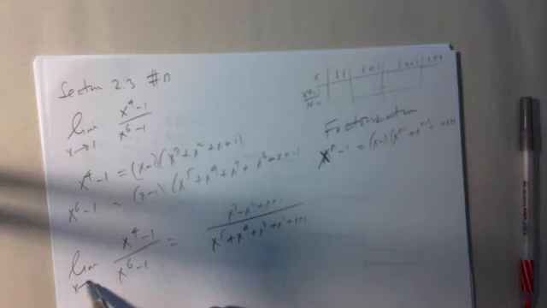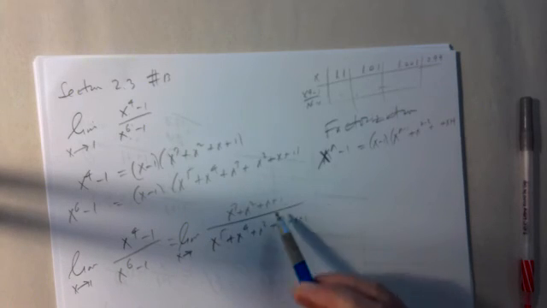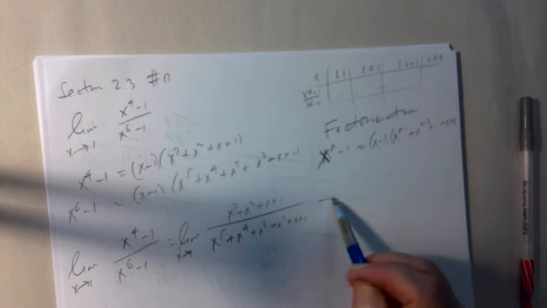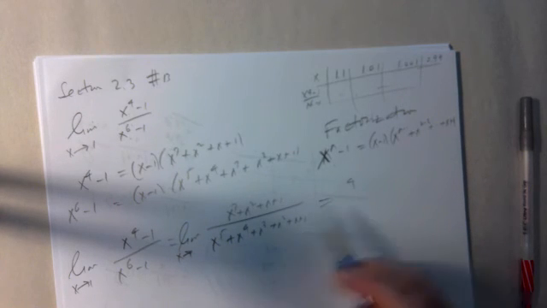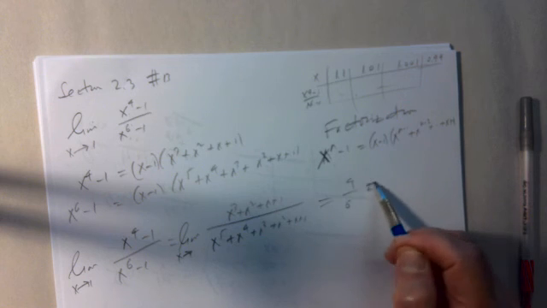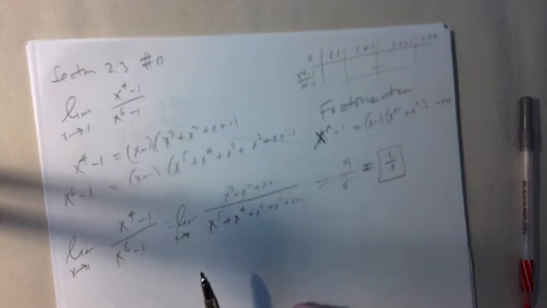And then when you take the limit as x goes to 1, on top, this goes to 1 plus 1 plus 1 plus 1, which is 4. And on the bottom, as x goes to 1, this approaches 6. So the answer is 2/3. That's the limit.